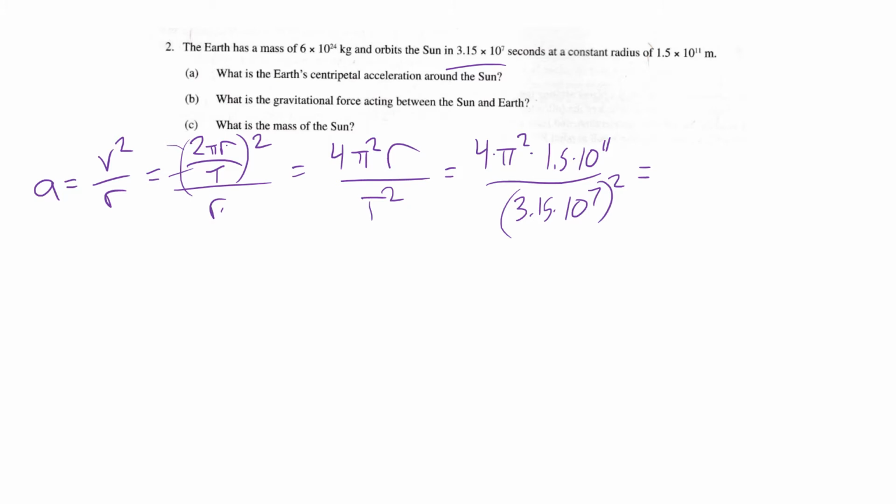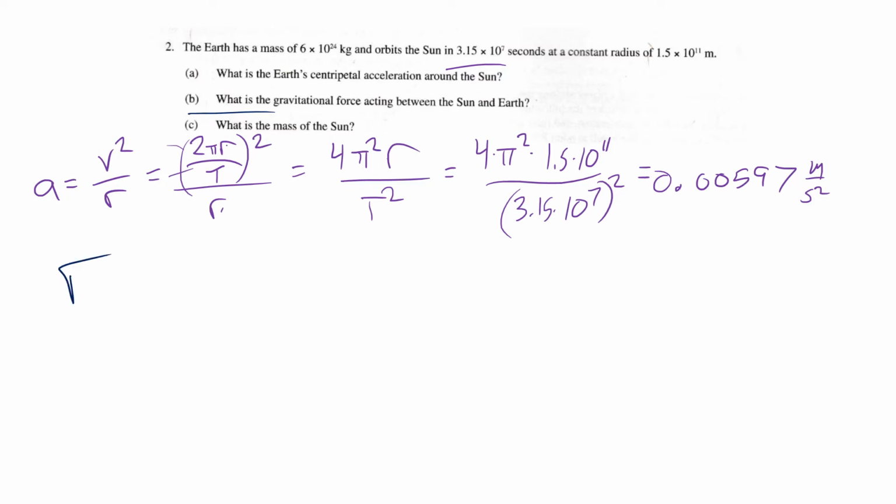So we are going to get 0.00597 meters per second squared. That's a little number, and that makes sense because it doesn't travel around very fast. Looking at the next one, what is the gravitational force acting between the Earth and the Sun?